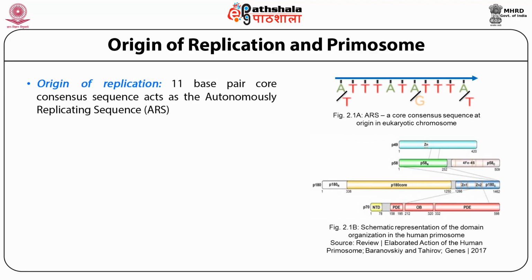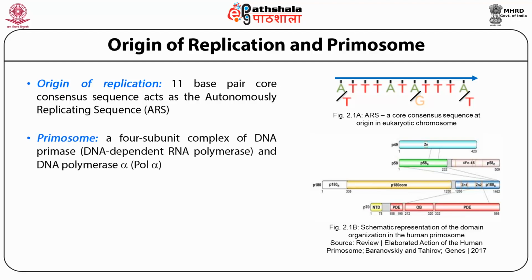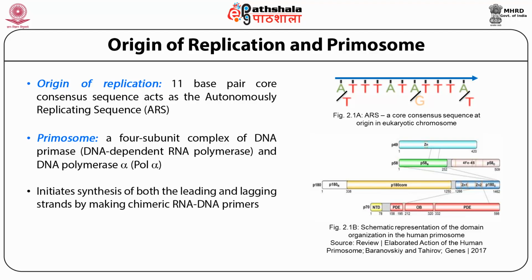The origin of replication is a defined 11 base pair core consensus sequence which acts as an autonomously replicating sequence, also known as ARS. This happens to be an AT-rich sequence that is easy to unwind and easy to identify for the primosome. Primosome in eukaryotes is a 4 subunit complex composed of DNA primase, which is a DNA-dependent RNA polymerase, and DNA polymerase alpha. It initiates DNA synthesis of both the leading and lagging strands by formation of chimeric RNA-DNA primers.